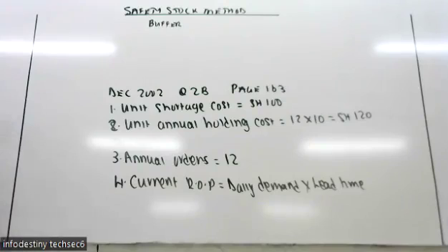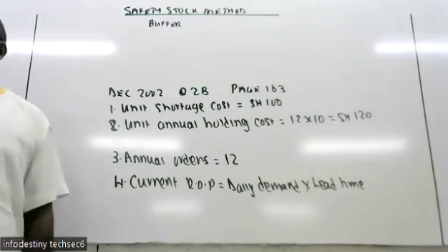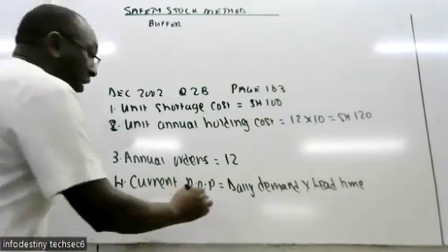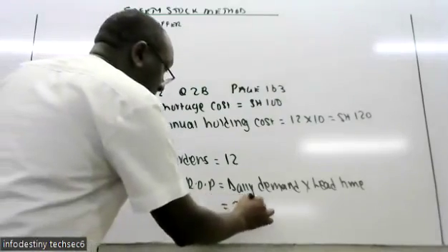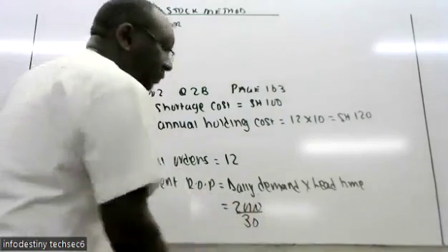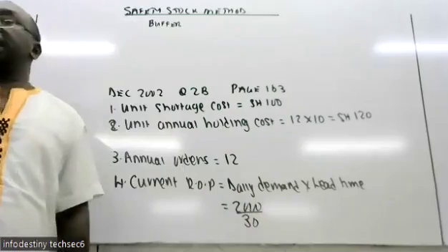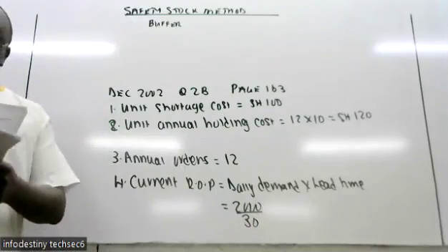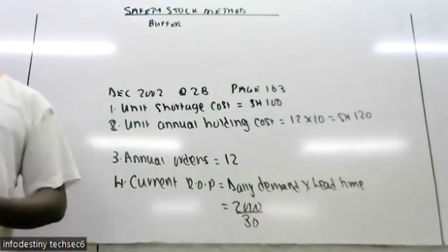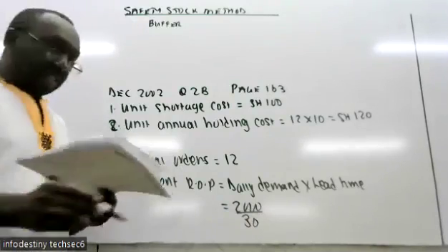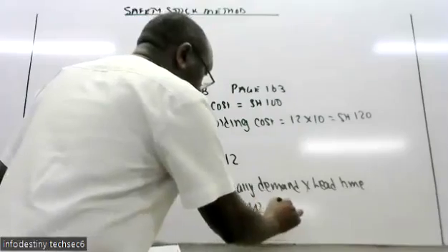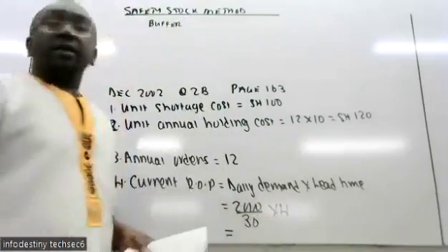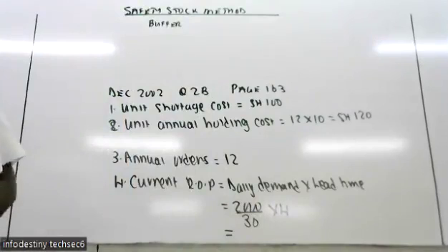Now this daily demand, the question says they are using 2,000 units in 30 days. So if you divide 2,000 by 30, you'll be able to know how many they are using every day. And we are also told that the lead time is 4 days.